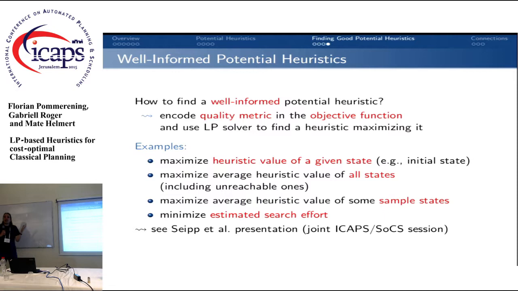But I don't have to stop there. I can take 100 states, sum them all up, and then I will get another quality metric, and that will give me the heuristic with the best average value over this set of sample states. I can even do something more complicated and say I want the best average value over all states in the state space, by realizing that I can write this down as a linear metric too. But I should really stop there, because then I would spoil Jendrik's talk, which will be about that. The point is we're very flexible there, and we can do quite interesting things just by playing around with the objective function.